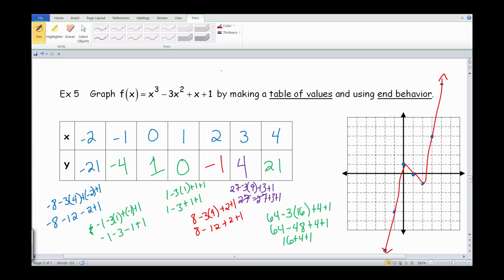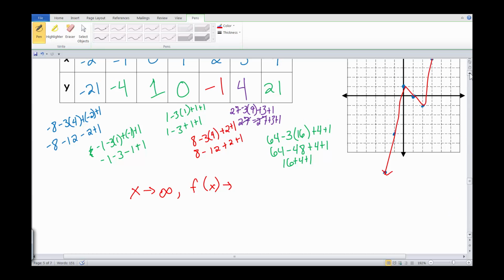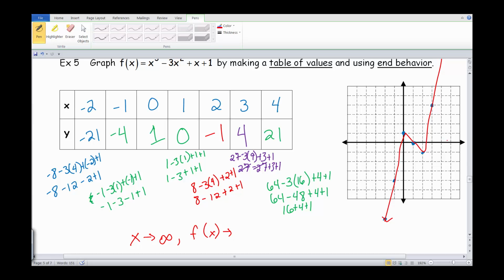All right, now let's talk about some of the end behavior here. Well, as always, we start off with, as x goes towards infinity, f of x is doing what? Just from the graph, we see that as x is going towards infinity, so as x is going outwards this way, our f of x, or our y values, are going up and up and up towards positive infinity.